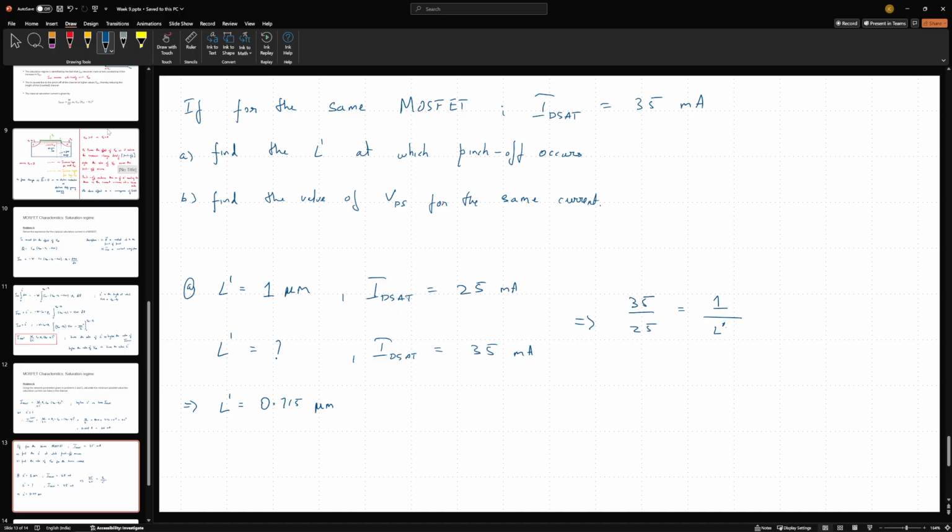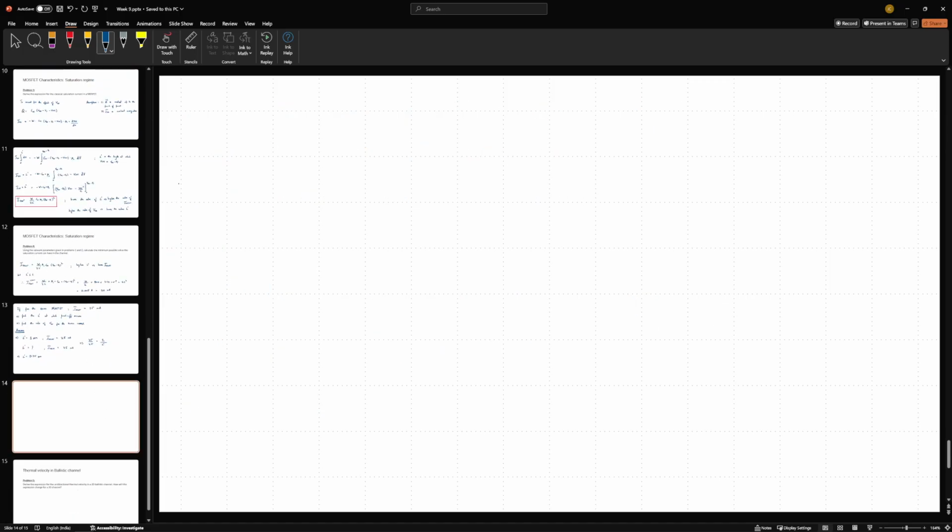Okay, so this is the length of the channel. This is part A. So these are the answers. Now what about part B? I need to find the drain source voltage for which the same happens. Now, how do I go about doing that? For that we will use the following assumption.